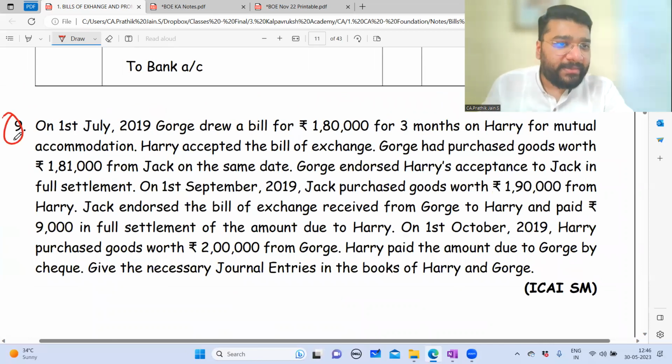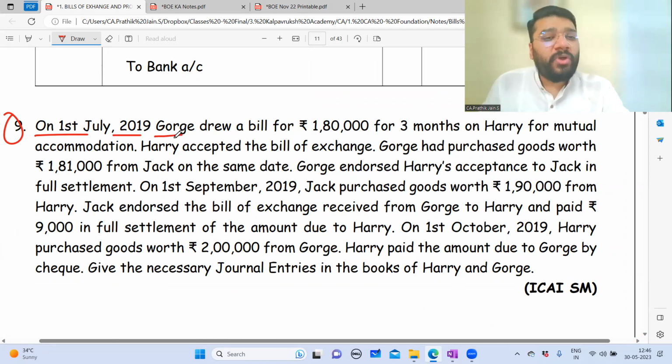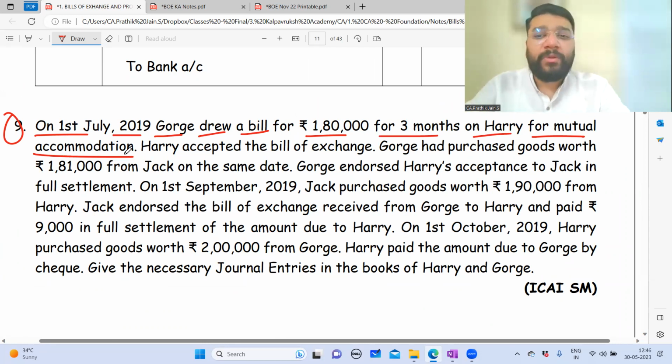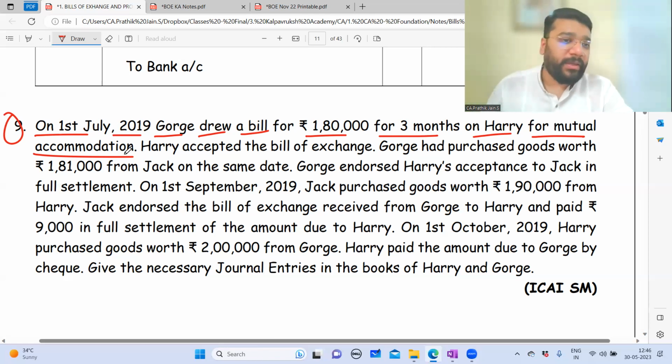Now, guys, illustration 9 says that on 1st July 2019, George drew a bill of 180 for 3 months on Harry for mutual accommodation. So who is trying to help whom? Who's drawing the bill on whom? George is drawing the bill on Harry for how much amount? 180. What is the bill period? 3 months. For mutual accommodation means for helping each other.